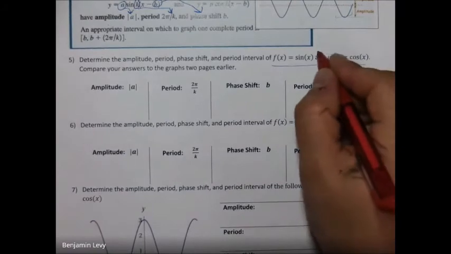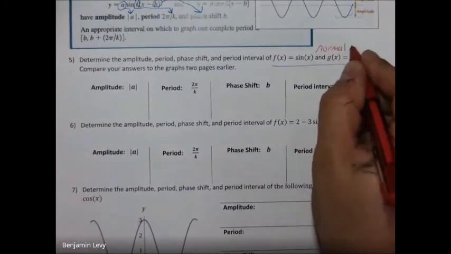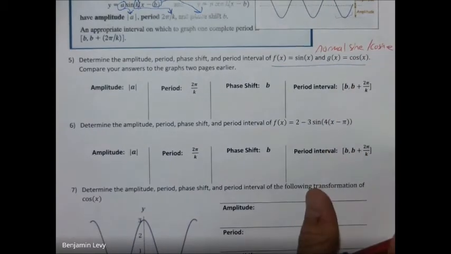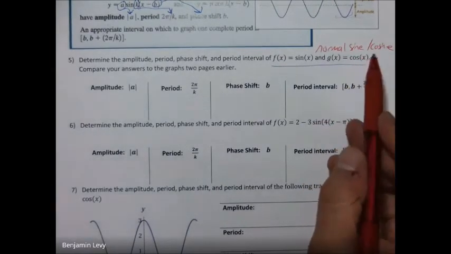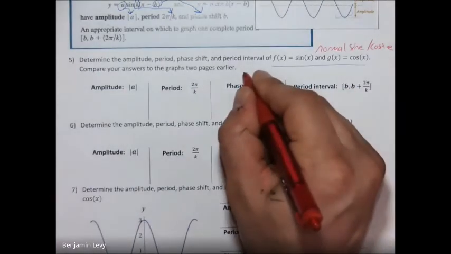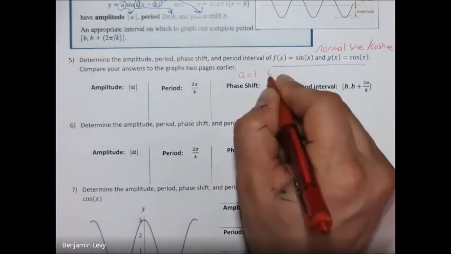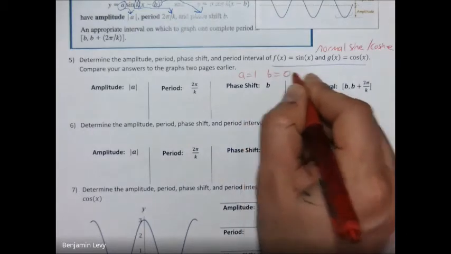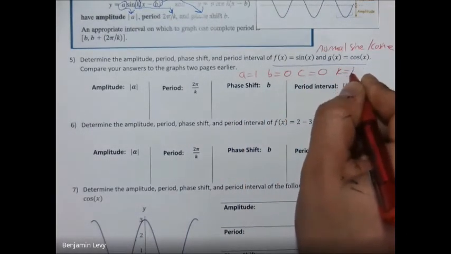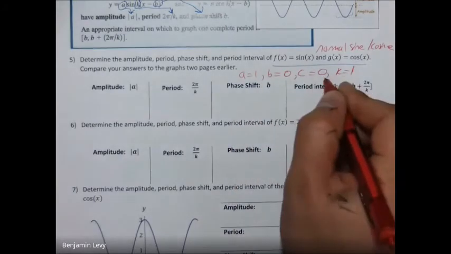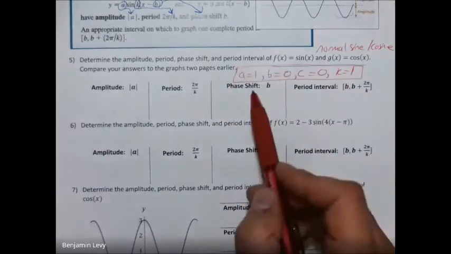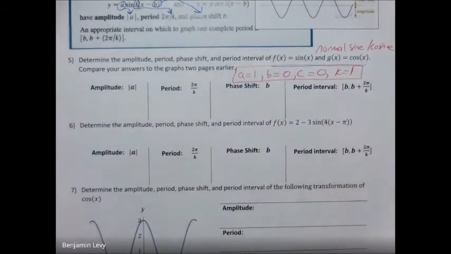So this is the normal sine/cosine graph. And we had said in that normal sine cosine graph, if you look on the previous page, that A was 1, B was 0, C was 0, K was 1. Right? So these are sort of the baseline values that we think about. And so what does that result in terms of amplitude?